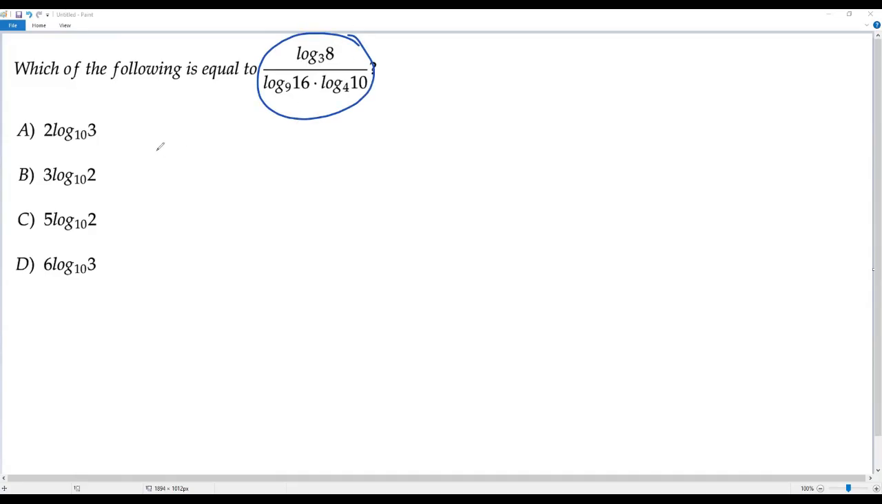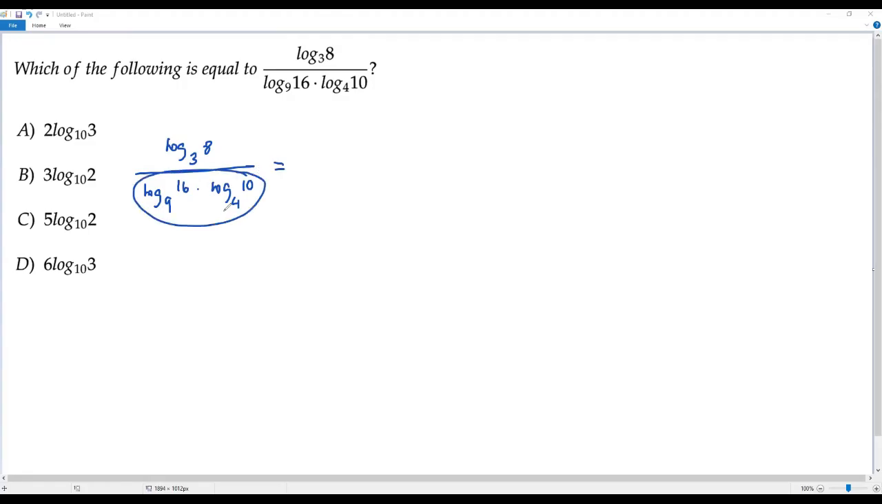Okay, now let me take the given expression as it is: log base 3 of 8 divided by log base 9 of 16 times log base 4 of 10. Here in the denominator, two logarithms are multiplied. Since they are multiplied, we can move these two logarithms to the numerator. First, let me write log base 3 of 8. When I move the logarithm log base 9 of 16 to the numerator, I have to switch the two values, and I get log base 16 of 9. When I move log base 4 of 10 to the numerator, I have to switch the two values, and I get log base 10 of 4.